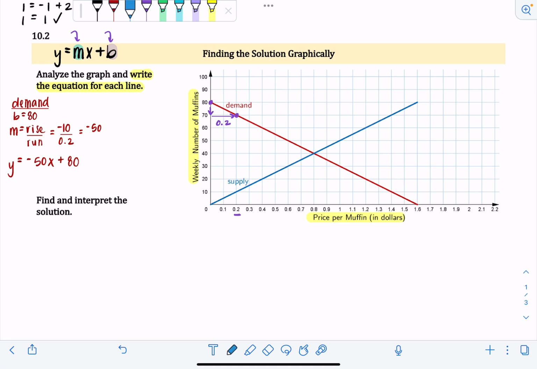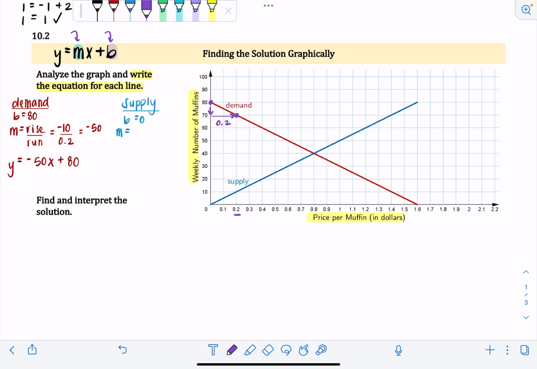And then the second line is for supply. So we just repeat the same exact process. We can find b first, which is where it crosses the y-axis. You can see it crosses at 0, 0, so b is just going to be 0. And then after that, we need to find slope, so we'll do rise over run.